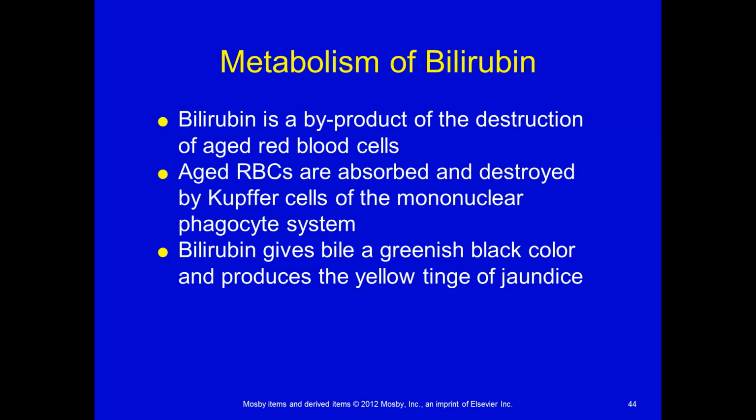And bilirubin is what gives bile that greenish black color. Bilirubin is what makes our stool that brownish color, and certainly what also produces that yellow tinge of jaundice in people who have some sort of alteration with their liver, giving them that yellow look to their skin, to their sclera, to their mucous membranes. So a major function of the liver is the metabolism of bilirubin. And again, bilirubin is a byproduct of the destruction of those aged red blood cells that get destroyed and taken out of the blood through those Kupffer cells in the sinusoids.